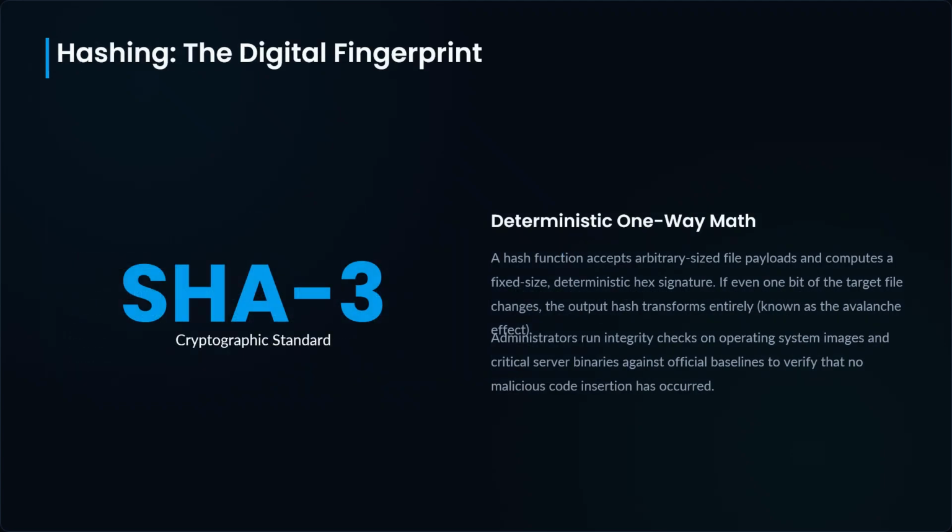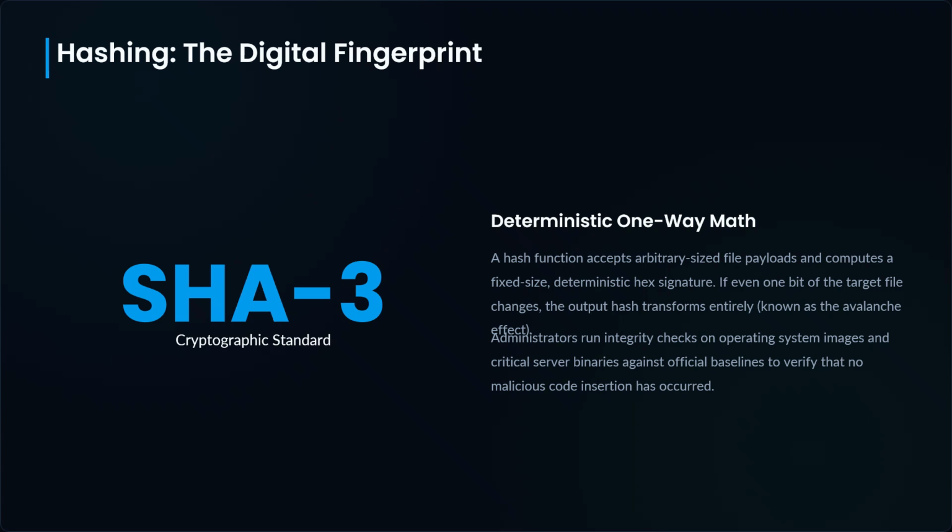Hashing, the digital fingerprint. A cryptographic hash function takes data of any size and outputs a fixed-length string of characters, a digest. The process is one-way, you cannot reverse a hash back into the original data, and deterministic, the same input always produces the exact same hash. If even a single bit of a file changes, the resulting hash changes completely, known as the avalanche effect.